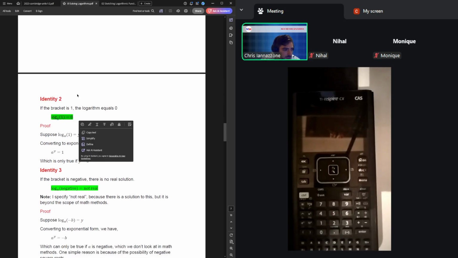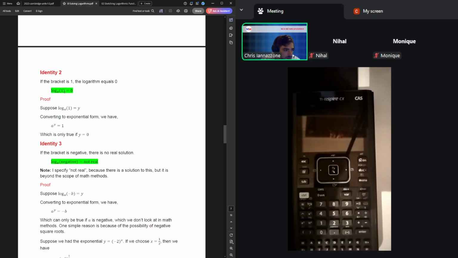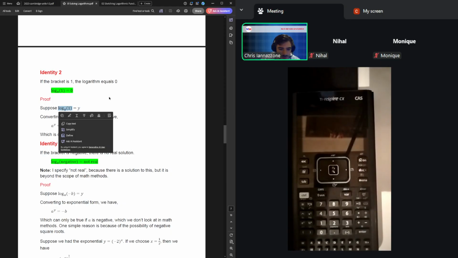Right, the other identity, log a of 1 is equal to 0. As long as the bracket is 1, the logarithm will always equal 0. Again, if you forget how that is, just say, okay, I'm pretty sure it's something, so let's make it equal to y. Flip that to exponential, and then think about what y would have to be. In this case, any power, a to the power of 0, is going to give us 1. So if a to the power of 0 gives us 1, then y should be 0. And if y is 0, then log a of 1 should be 0.